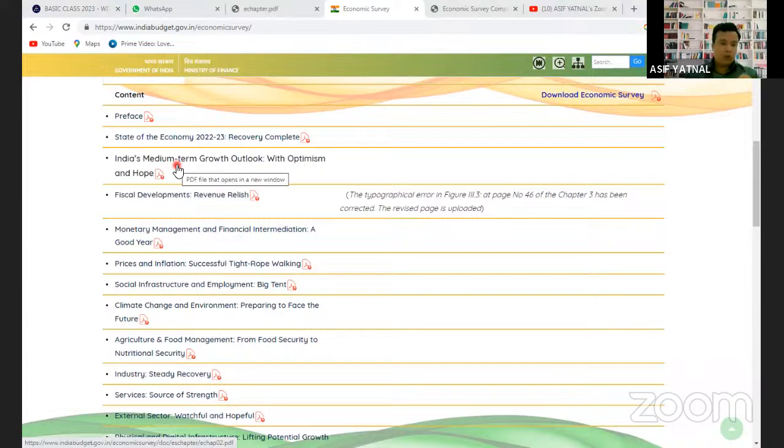Second topic, as I told you, in GS paper 3, the second topic is growth, development and employment. So you will come to know what is India's medium term growth outlook. मतलब आने वाले 5-6 साल में. Medium term का मतलब क्या होता है? So there are two types of growth outlook. One is short term growth. Short term growth मतलब this year. इस साल का इंडिया का इकोनॉमिक ग्रोथ रेट क्या होगा? That is the short term growth. मीडियम टर्म होता है आने वाले 5-6 साल में इंडिया का इकोनॉमिक ग्रोथ आउटलुक क्या होगा?